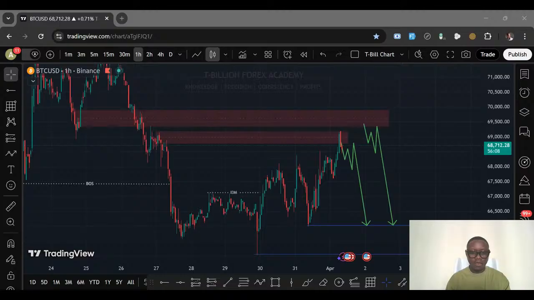So I think that wraps it up for today. Today's key lesson: your directional bias, your structure, then your key zones, the order block, the breaker block zones, and finally your entry.